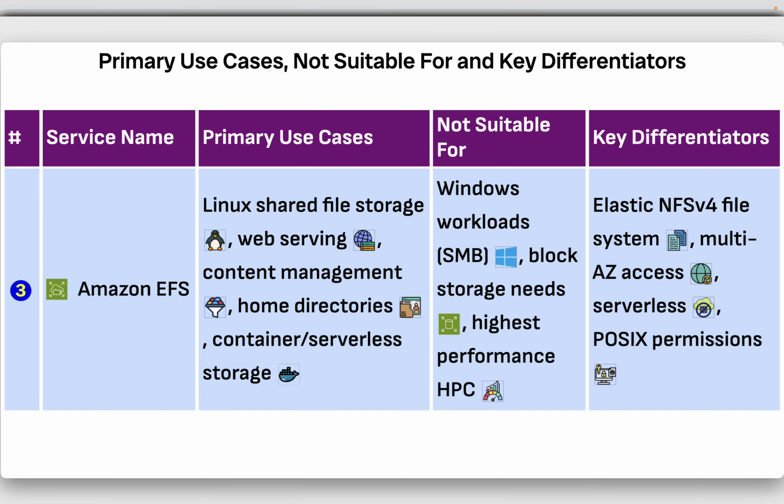Next we have Amazon EFS. Primary use cases are Linux shared file storage, web serving, content management, home directories, and container serverless storage. It's not suitable for Windows workloads like SMB protocol, block storage needs, and high performance HPC computing. We call it high performance computing. Key differentiators are it's an elastic NFS v4 protocol file system. It has multi-AZ access, it is serverless, and it has POSIX permissions.